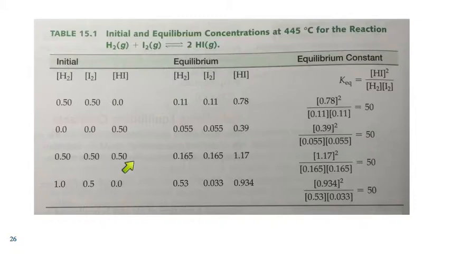If you started with an equal amount of all three, the reaction would occur until those concentrations give us the same equilibrium constant. So it doesn't matter what you started with, the reaction will proceed in the forward or reverse direction until the equilibrium constant is achieved. Any questions?